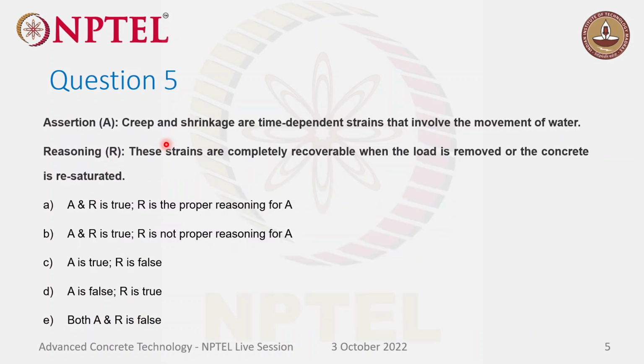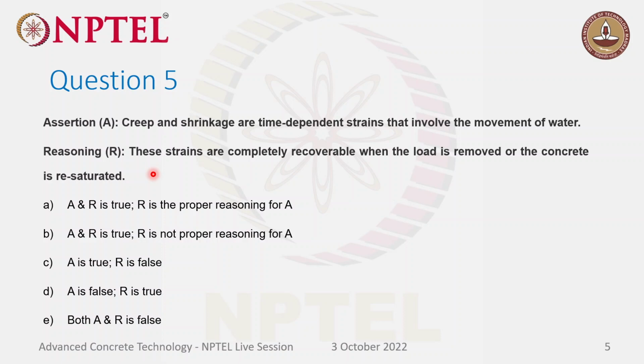So here is question 5. It is an assertion-reasoning type of question. I've shortly mentioned assertion as A and reasoning as R in the options. So the assertion is: creep and shrinkage are time dependent strains that involve the movement of water. I hope you knew it if you watched the lecture. Both creep and shrinkage are time dependent strains which involve the movement of water. And then the reasoning R is: these strains, creep and shrinkage, are time dependent strains that are completely recoverable when the load is removed or the concrete is resaturated.